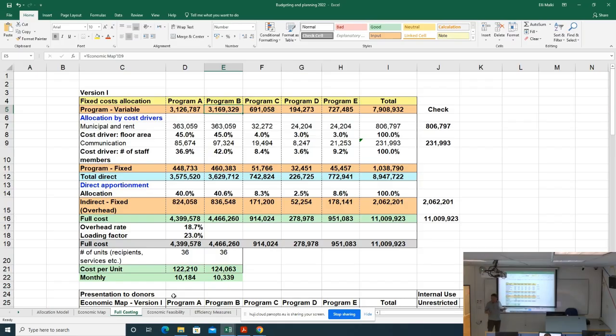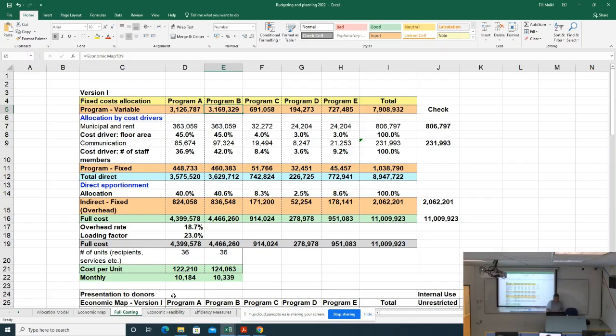For rent and municipal taxes, it makes sense that the larger the area that the program takes, the more resources it takes from municipal taxes and rent. And for the communication, one can argue that programs with more staff take more communication resources. More people talk over the phone, more internet, etc. Okay?